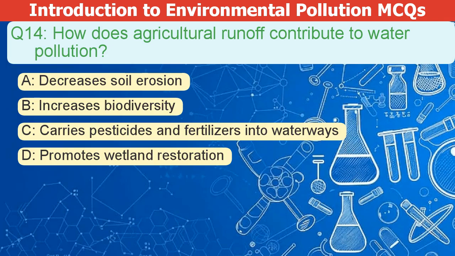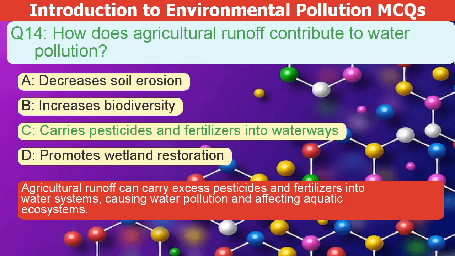How does agricultural runoff contribute to water pollution? A. Decreases soil erosion. B. Increases biodiversity. C. Carries pesticide and fertilizer into waterways. D. Promotes wetland restoration. The correct answer is C. Agricultural runoff can carry excess pesticide and fertilizer into water systems, causing water pollution and affecting aquatic ecosystems.